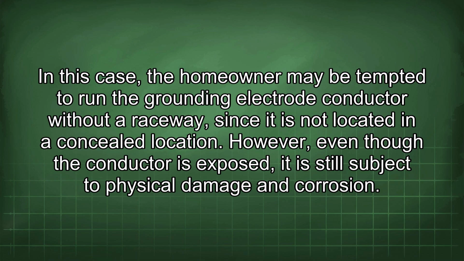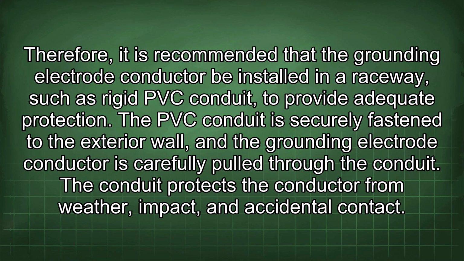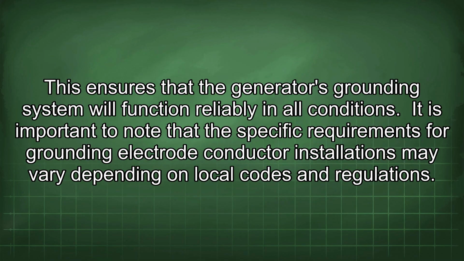However, even though the conductor is exposed, it is still subject to physical damage and corrosion. Therefore, it is recommended that the grounding electrode conductor be installed in a raceway, such as rigid PVC conduit, to provide adequate protection. The PVC conduit is securely fastened to the exterior wall, and the grounding electrode conductor is carefully pulled through the conduit. The conduit protects the conductor from weather impact and accidental contact. This ensures that the generator's grounding system will function reliably in all conditions.